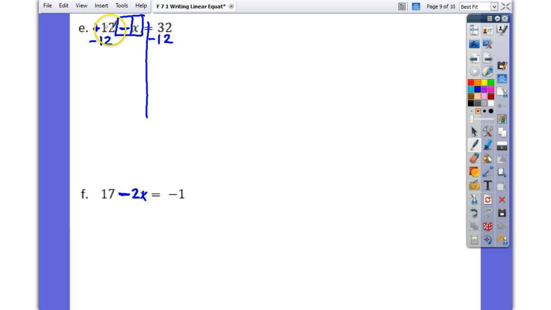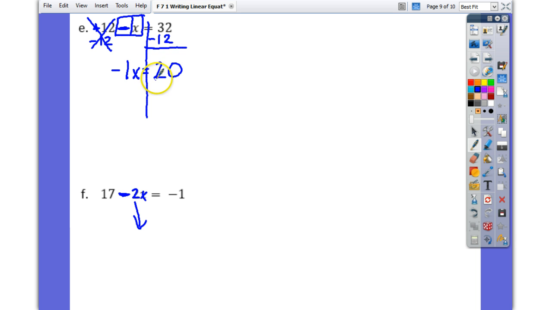Red Rover, we sent it over. Those disappear. Now don't forget to bring the signs down. It's a negative 1x that we bring down. A negative 1x equals, just like here on the next one, you'll have to bring down a negative 2x. Alright, so a negative 1x, what is 32 minus 12? You can do that one in your head. You get 20.